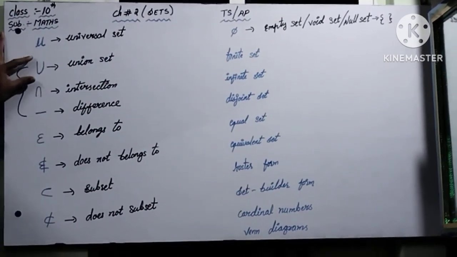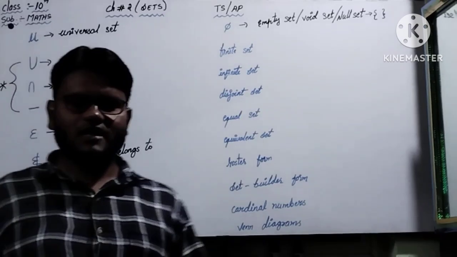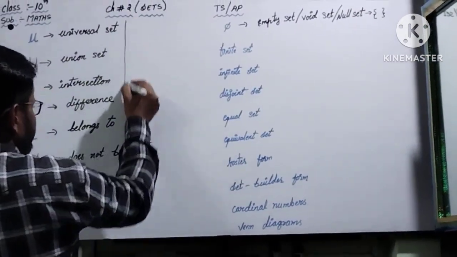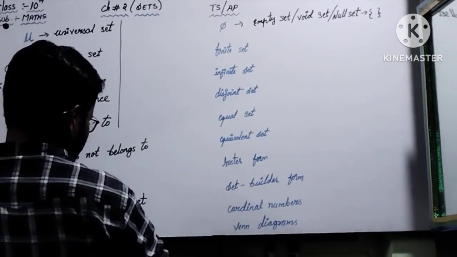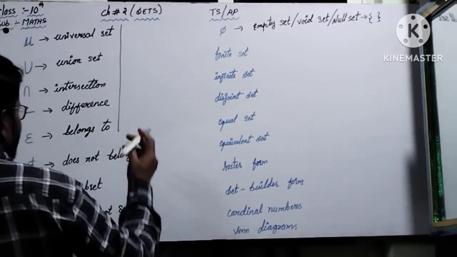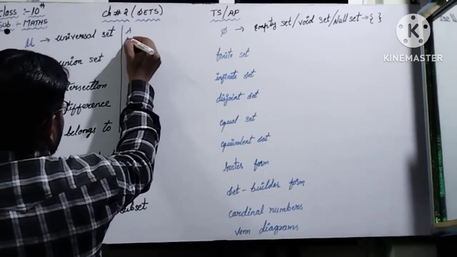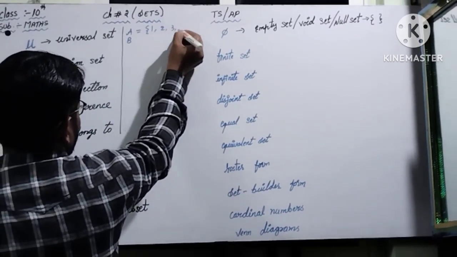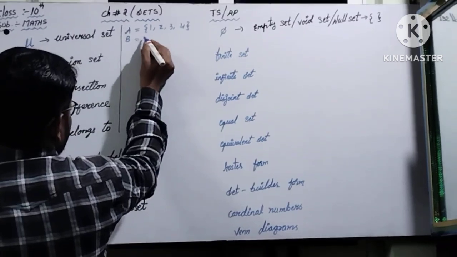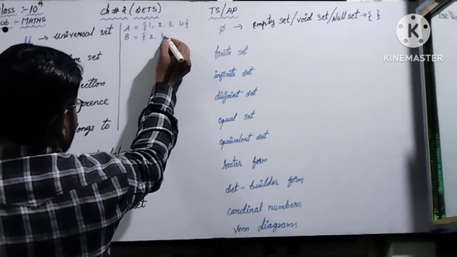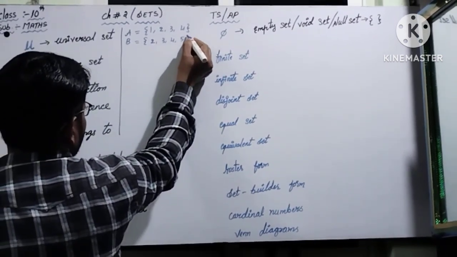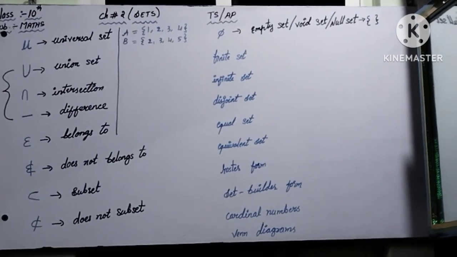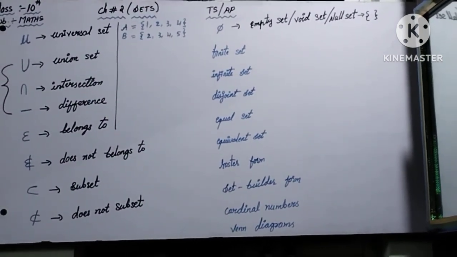Then see, this is union set. Union set means what? I will give one example. Suppose there are two sets, set A and set B. Set A contains 1, 2, 3, 4 and set B contains 2, 3, 4, 5.